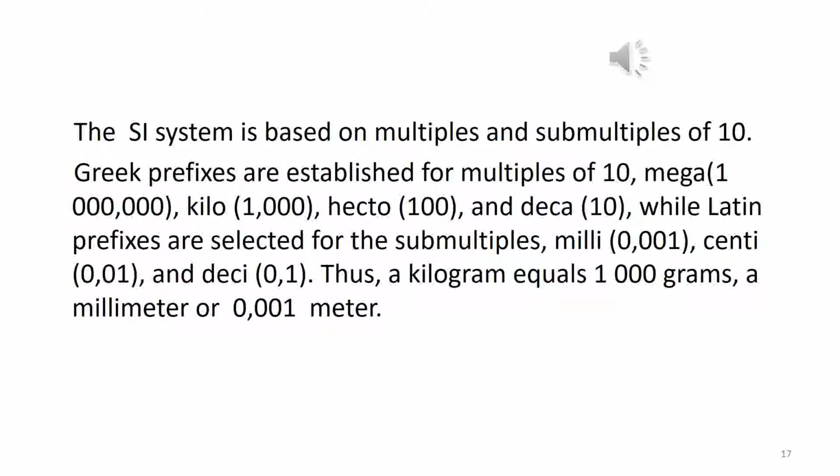The SI system is based on multiples and submultiples of 10. Greek prefixes are established for multiples of 10. Mega 1,000,000, kilo 1,000, hecto 100, and deca 10, while Latin prefixes are selected for the submultiples milli 0,001, centi 0,01, and deci 0,1. Thus, a kilogram equals 1,000 grams, a millimeter equals 0,001 meter.